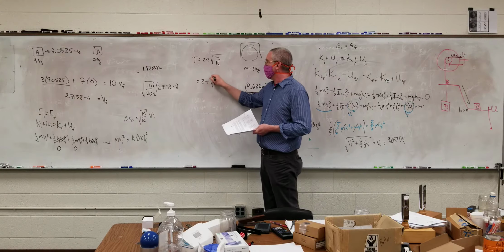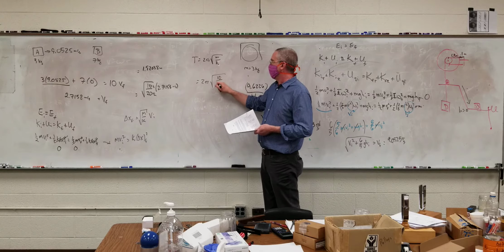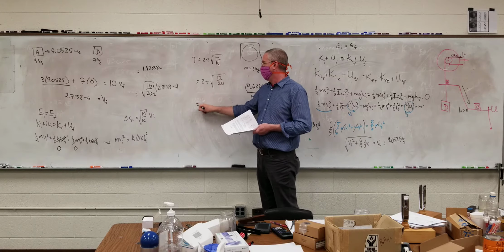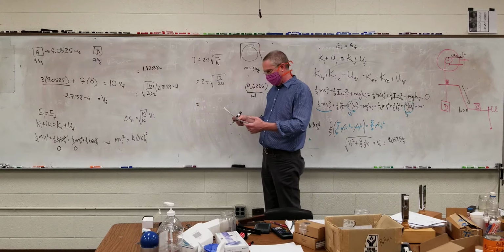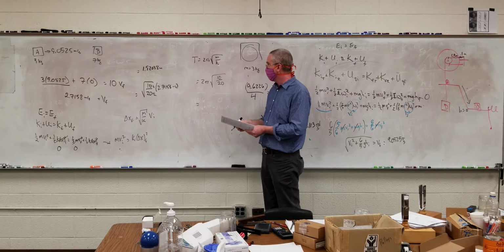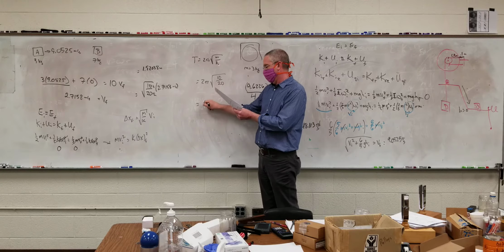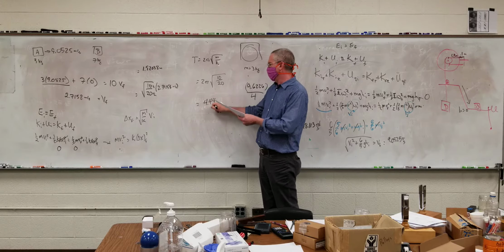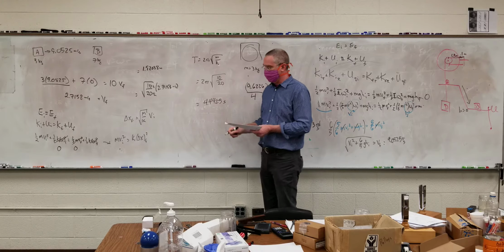So this is 2 pi times the square root of 10 over 20, which ends up being 4.4425, assuming I can read my handwriting.